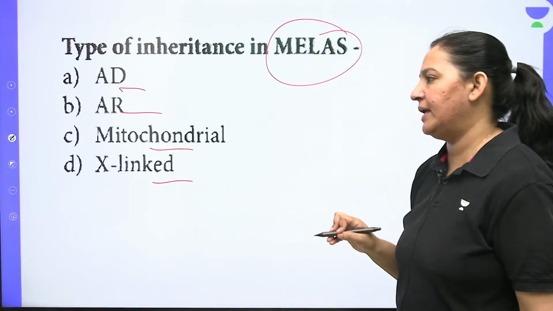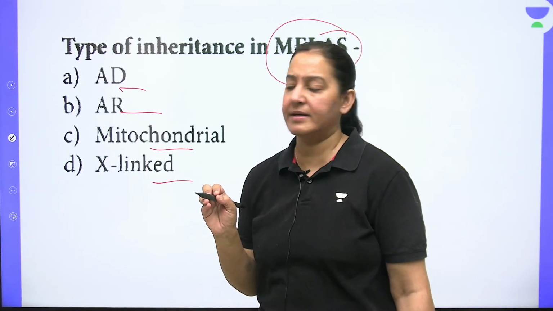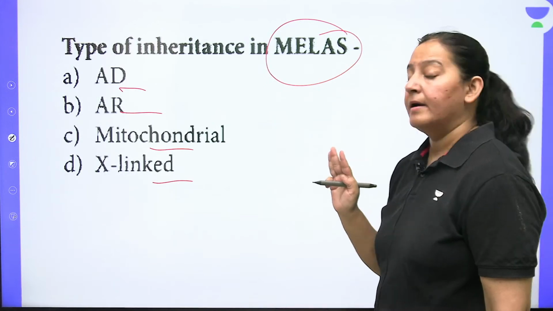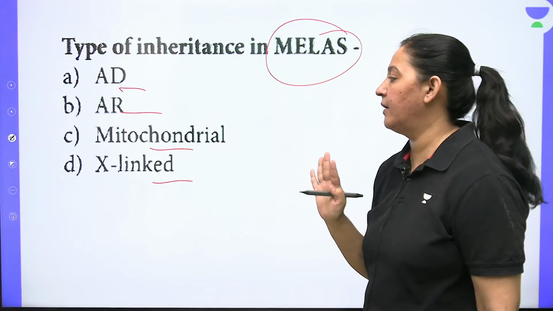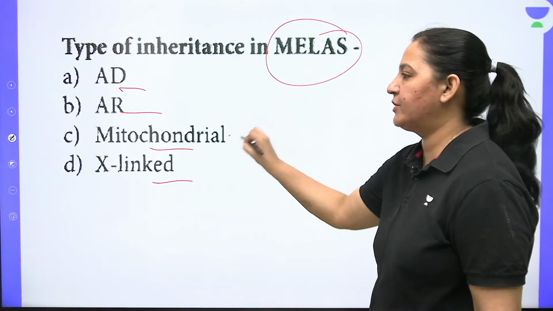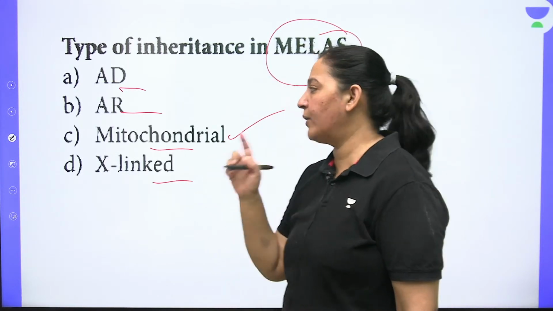Who will tell me the correct answer? Is it autosomal dominant, recessive, mitochondrial or X-linked? Is it X-linked? X-linked can be anything, dominant or recessive. Yes, very good. Mitochondrial, very good. Haranpreet, can you tell me the mnemonic for mitochondrial?